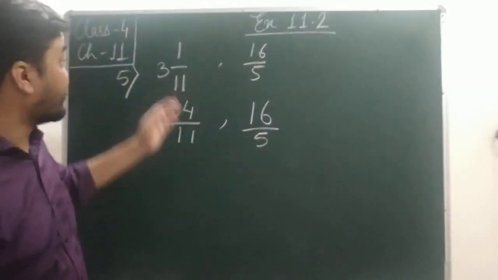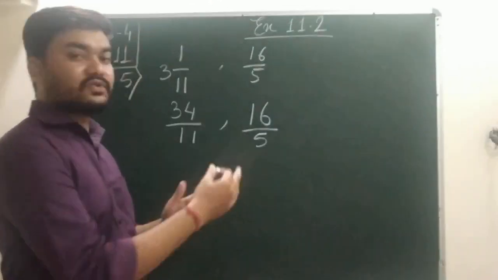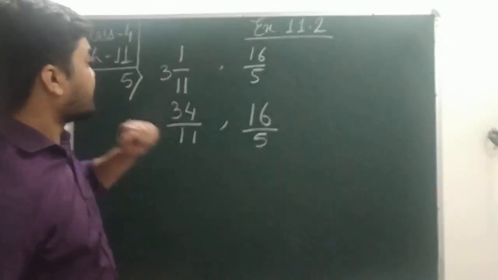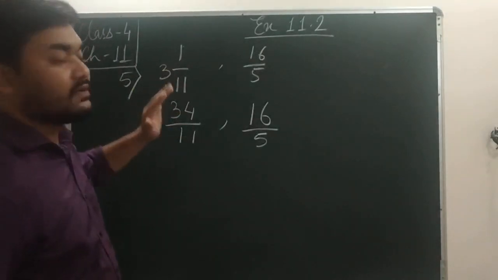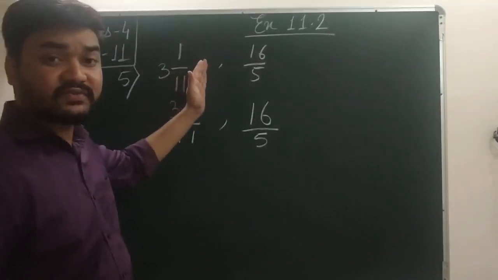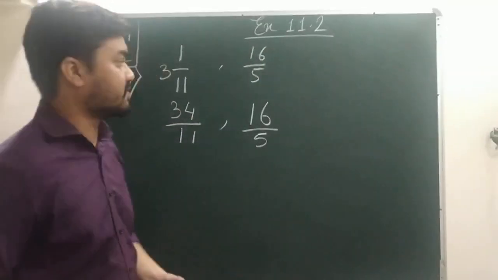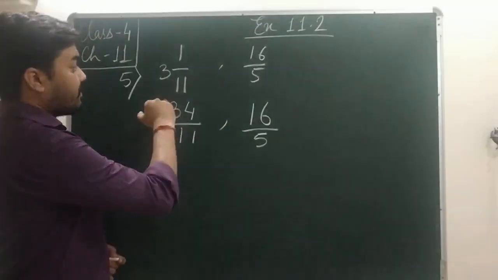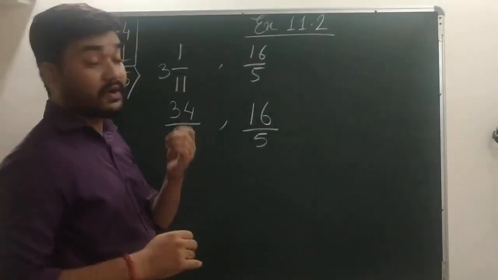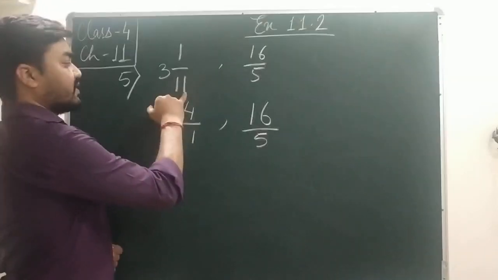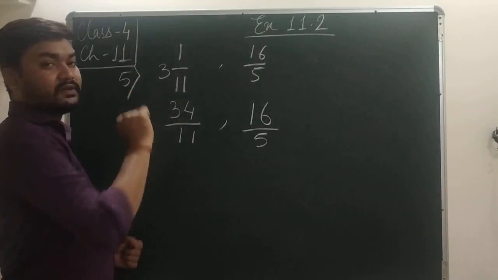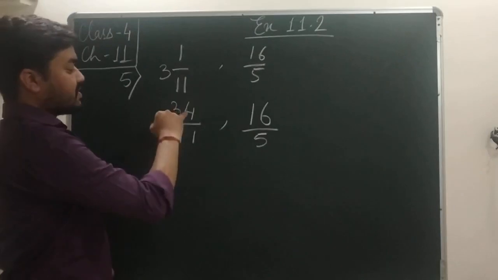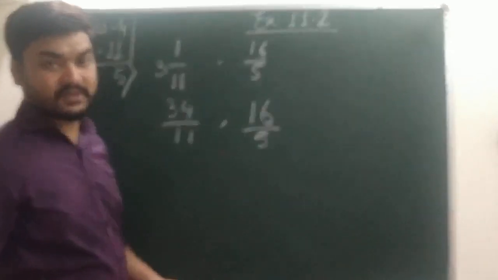See, now we will solve question number 5. In this question we have to compare the fractions. So you can see the first question is given 3 1 by 11, and one is in mixed fraction, another one is in improper fraction. So we just have to change both numbers into improper fraction. As I said earlier, how to convert mixed fraction into improper. First step which we were doing is 11 into 3, then we are adding the numerator. So 11 into 3 is 33, plus 1 is 34, and the denominator part we are writing as it is.